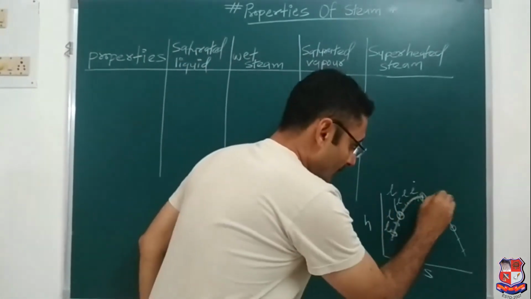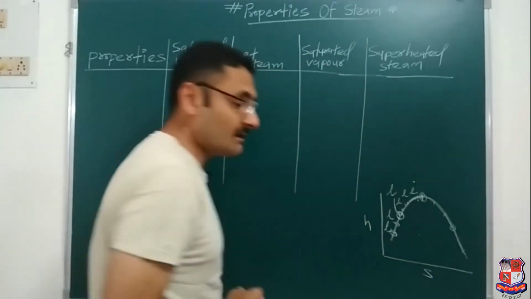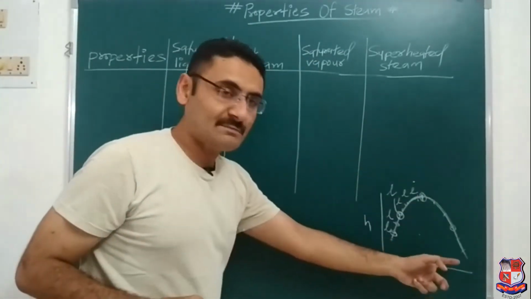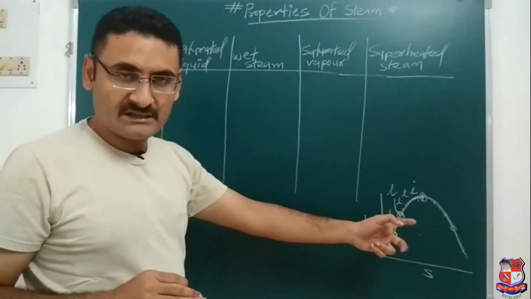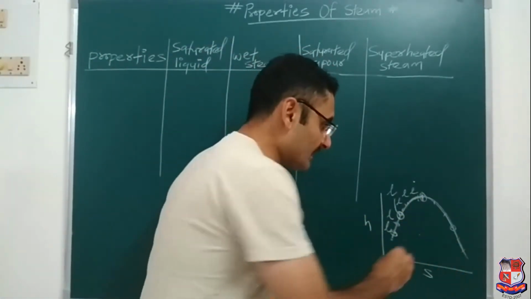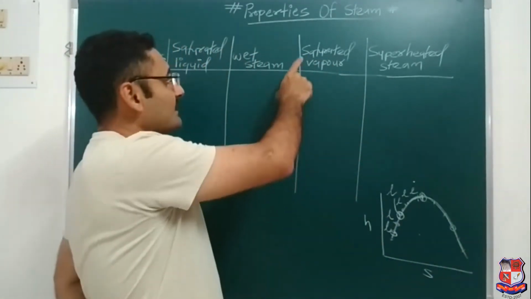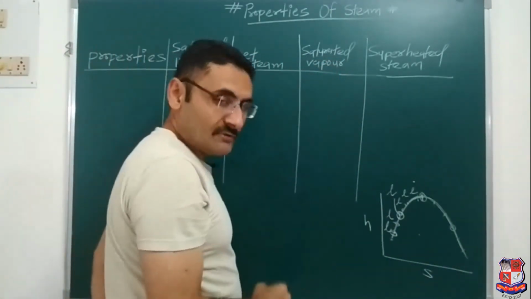Now from the peak point to the right hand side of the curve, whatever region is present, region means what? Area, you can consider like this. So from the peak point to the right hand side on the curve, whatever region is there, that region is known as the saturated vapor region.